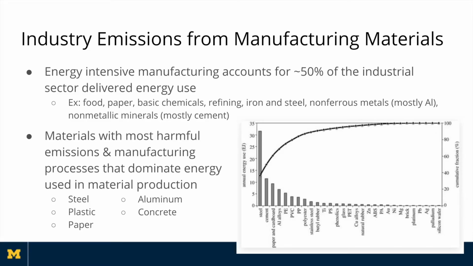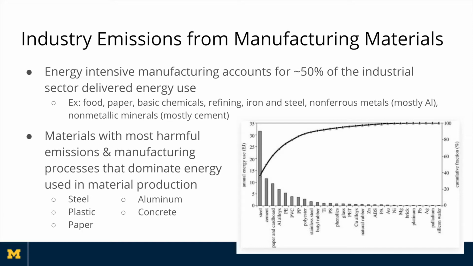Industry emissions are largely from the manufacturing of materials. It's 50% of it. Can you believe that? Energy intensive manufacturing is responsible for daily items like food, pulp and paper, basic chemicals, non-ferrous metals, and non-metallic minerals, and so on. If you look at the hundreds of materials that humanity produces, the associated energy requirements are dominated by just a few categories. The materials with the most harmful emissions in manufacturing processes that dominate energy use in material production are steel, plastic, paper, aluminum, and concrete. This figure shows a plot ordering the energy requirements for these materials.